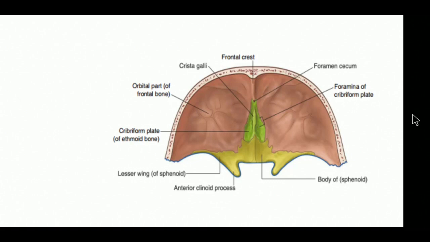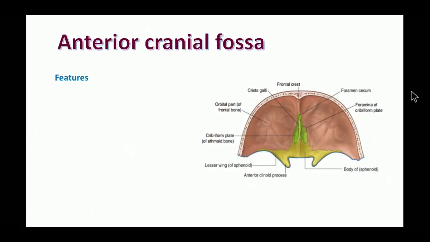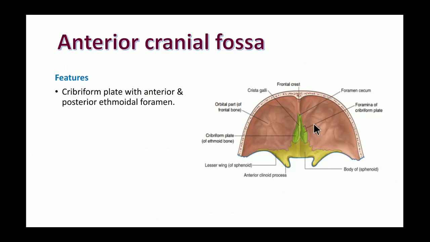Then, what other features do you come across apart from the foramen cecum? On either side, on the lateral wall of the cribriform plate of ethmoid, you will see two foramina, although it is difficult to see in this view: the anterior and posterior ethmoidal foramen. They transmit the nerves and vessels of the same name. Foramen cecum, crista galli, frontal crest.